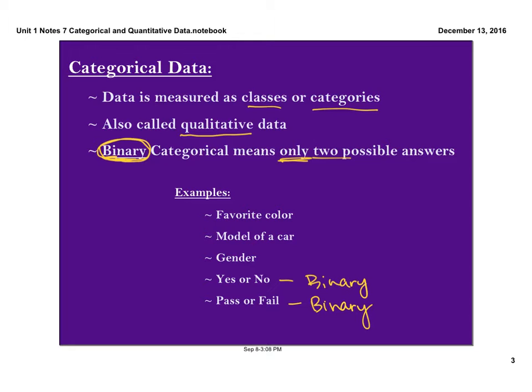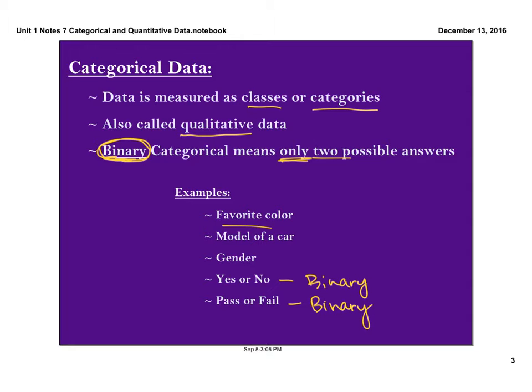If I went into my son's classroom at school and asked all of his classmates, what's your favorite color? They would answer with words: pink, green, black, yellow, orange. Those are word answers. That's what makes this categorical. But it's not binary because there's a lot more than two that they could pick. Model of car, same thing. What's the model of your car? Honda, Mazda, Hyundai. There's a lot of options for model of car. It's a lot more than two, but it's still a word answer.